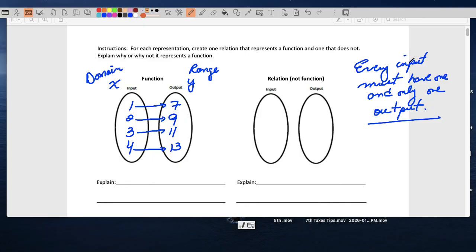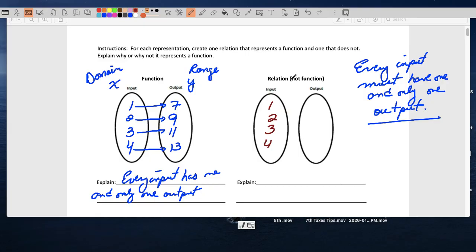So explanation here, you can repeat this. Every input has one and only one output. Now, let's describe a relation that's not a function. Well, let me select the same guys here. The 1, the 2, the 3, and the 4.